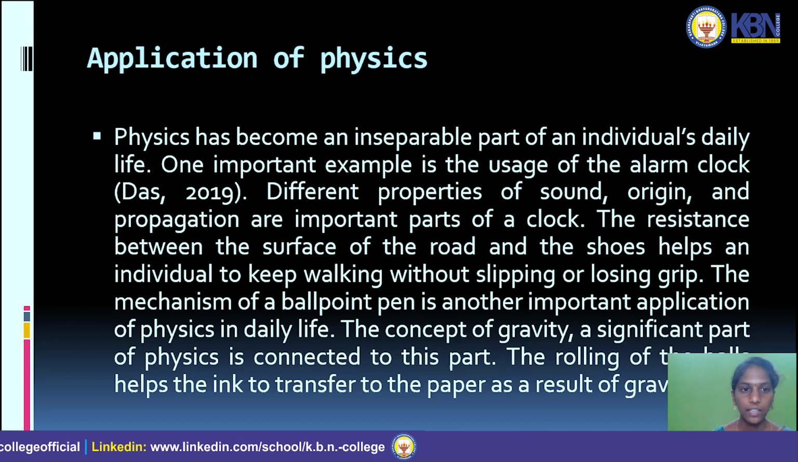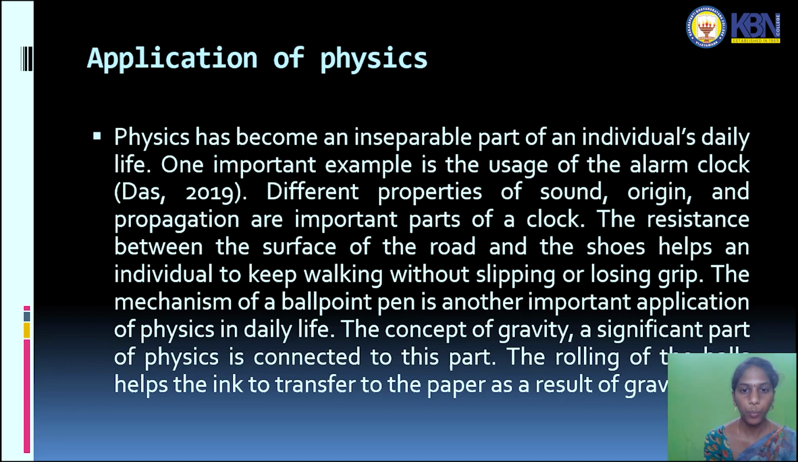Applications of physics. Physics has become an inseparable part of an individual's daily life. One important example is the usage of the alarm clock. Different properties of sound, its origin and propagation are important parts of a clock.